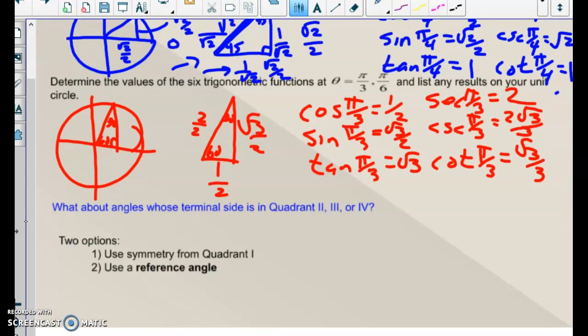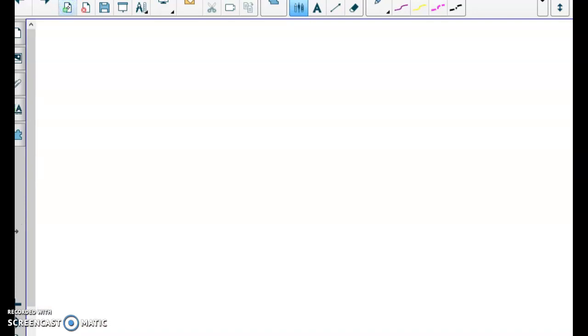Let's talk about what we do with that for the rest of them. Well, all the values that we have here end up going over there. We just flip them, and when we flip things over the y-axis, the x value changes and the y value stays the same. So on the next, we're going to talk about just filling in a unit circle. So I'm going to take a couple minutes and do that.